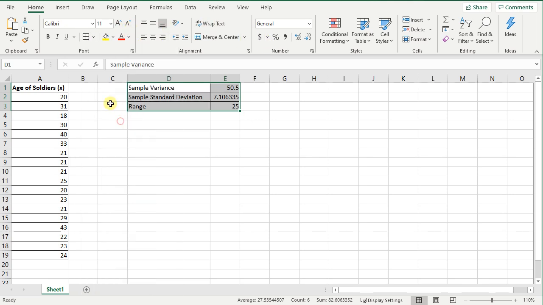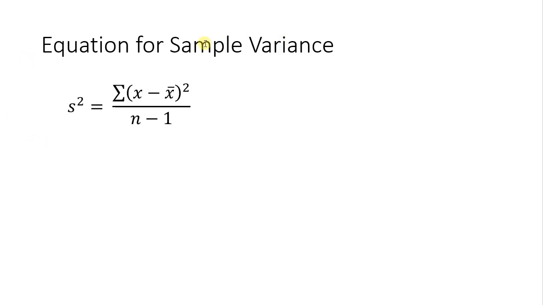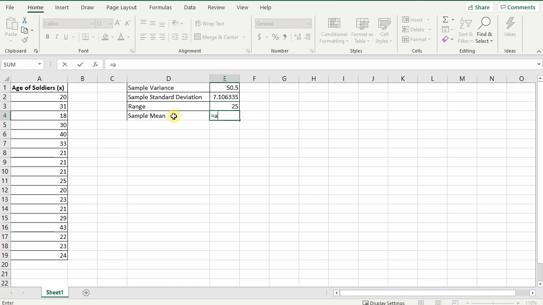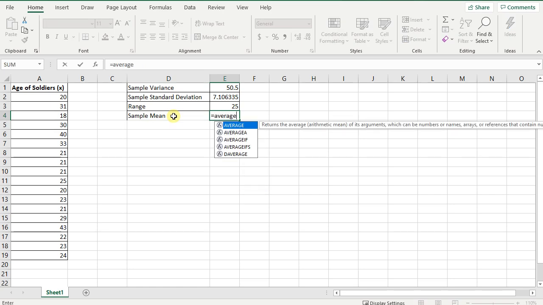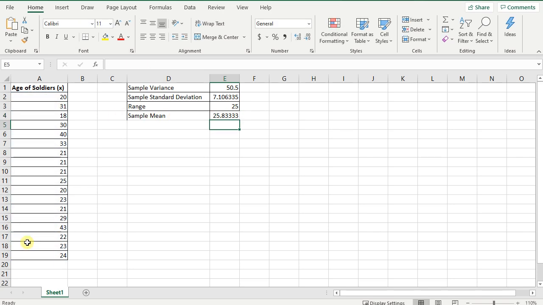All done. So you could be all done, or you could calculate the sample variance using this formula, and you could also do that in Excel. If we wanted to use this formula, the first thing we would need to know is what is x bar, or what is the sample mean. We could add on sample mean, and we could use the formula average. Open those parentheses, highlight your data, close the parentheses, and there is our sample mean.